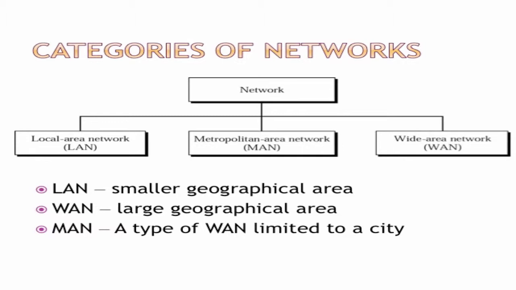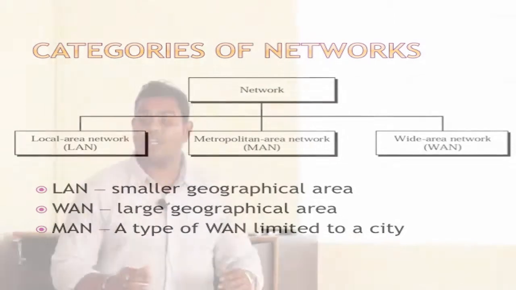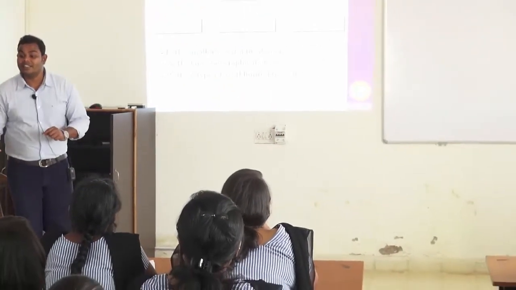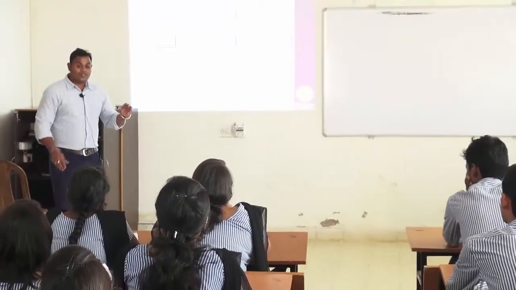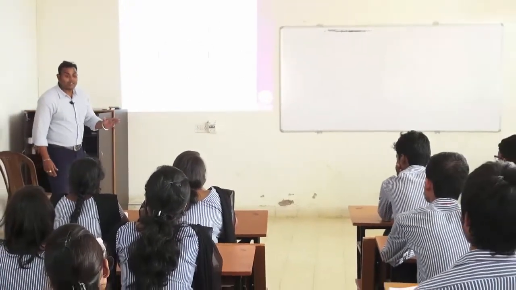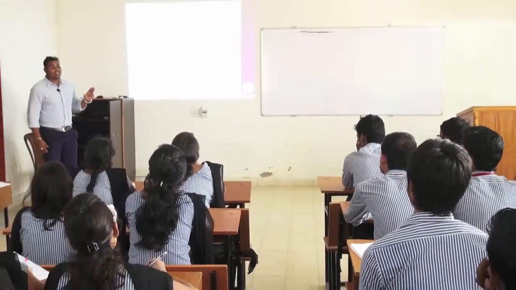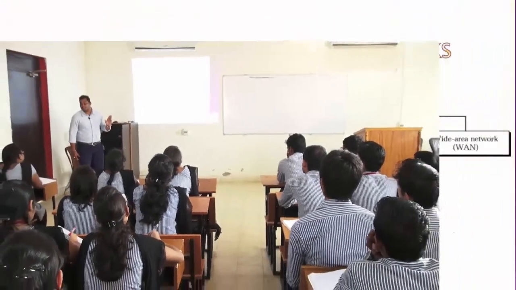Depending upon their distance. That means how much geographical area that network covers. That geographical area may be a campus, may be a city, may be a state, country or world. Depending on the geographical area, we will categorize that network. So if we go for this geographical area category, then we can categorize the network into three parts.